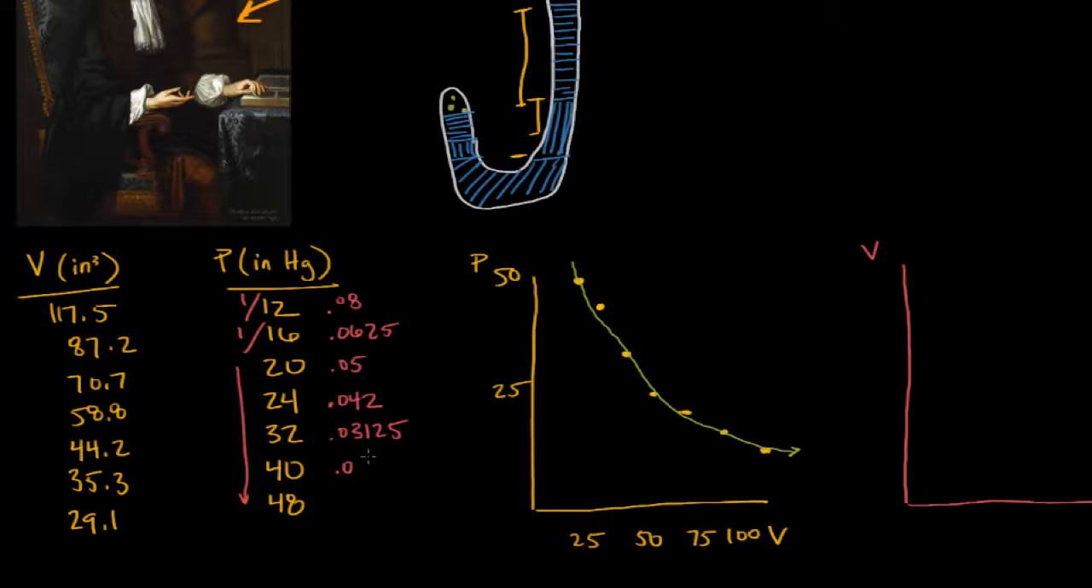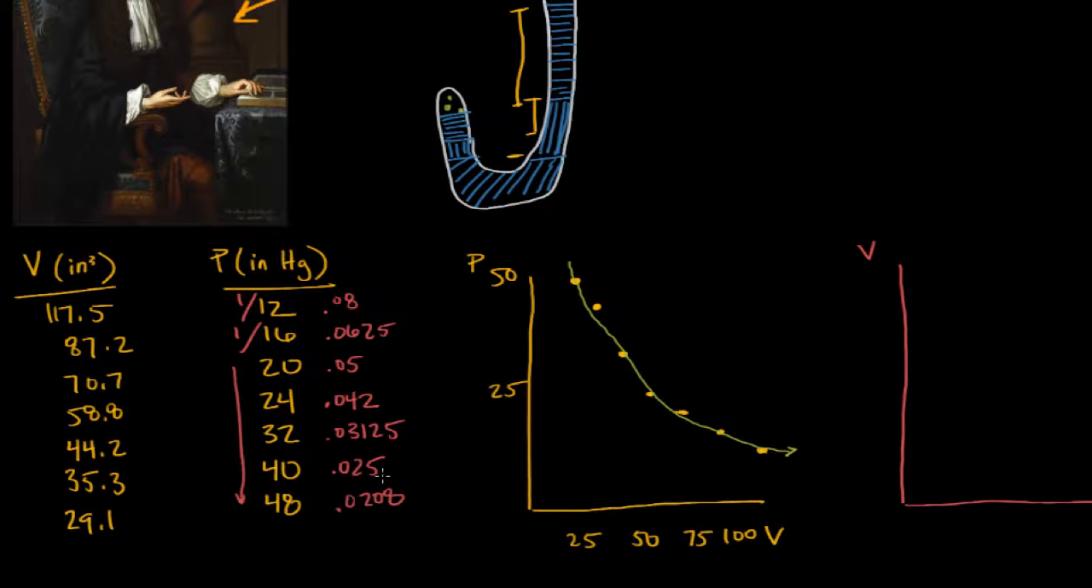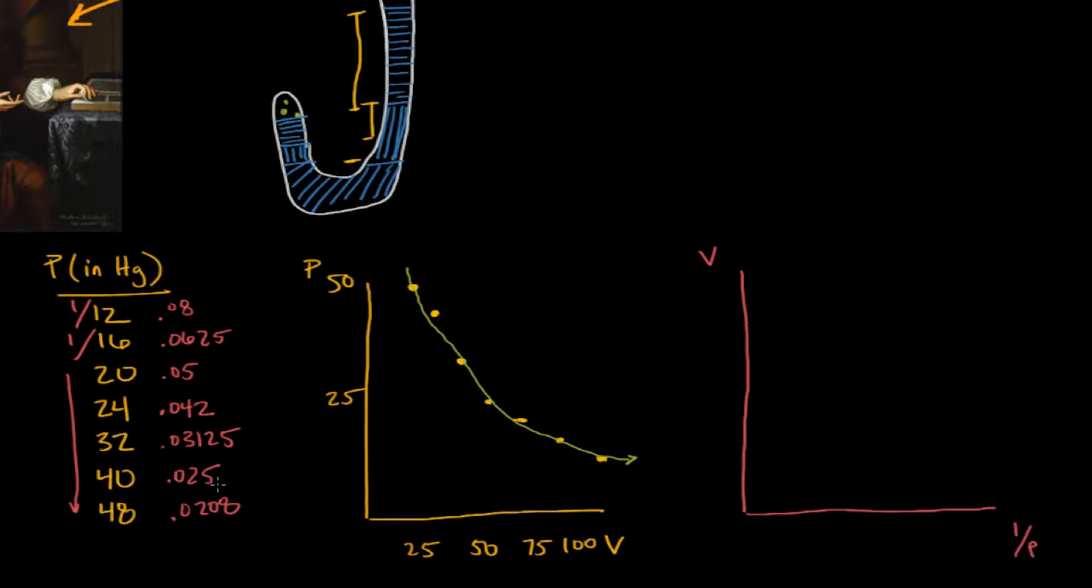1 divided by 40 is 0.025, and then 1 over 48 is 0.0208. And so we can populate our graph with these values. About the highest inverse pressure value we have is 0.08, and about the lowest is 0.02, so we can fill that in here. And we're still working with the same values for volume, so the highest is a little bit over 100, and then we can put in 50 and 25 and 75.